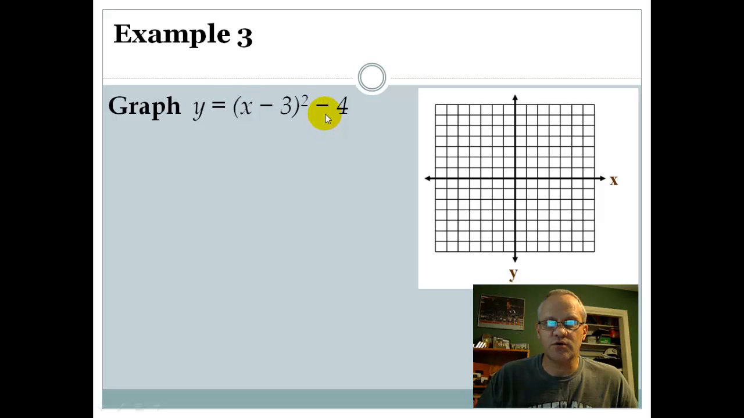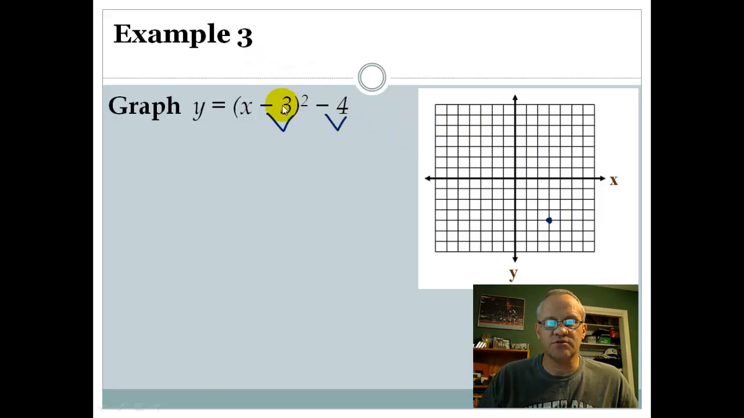So this -4 tells me that from that parent graph, which remember starts at 0, 0, and it's going to make a U shape there, we're going to go down 4, right? So I'm going to go down 1, 2, 3, 4, and then now, if this is -3, remember that's where we go opposite, so it's going to be a +3. So we're going to go down 1, 2, 3, 4, and 1, 2, 3 to the right.